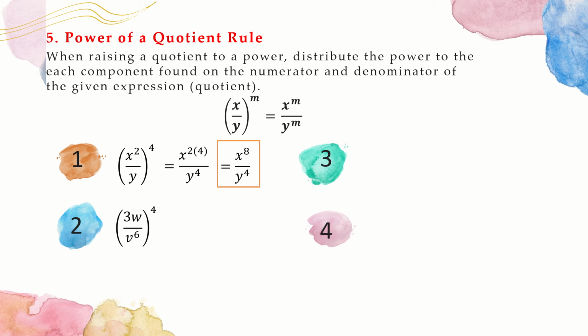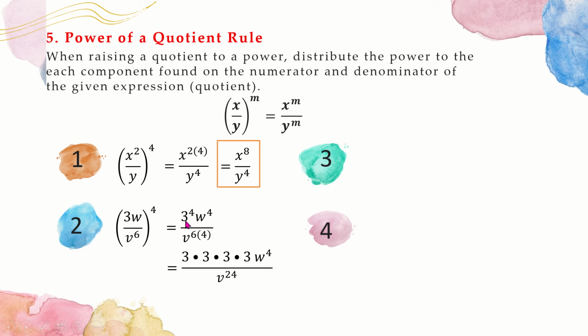Second example, 3w over v exponent 6, raised to exponent 4. So, what exponent do we distribute to the numerator and the denominator? That is 4. So, the 3 gets exponent 4, and the w gets exponent 4. We would multiply, unless 3 and w already had exponents, in which case we would multiply them by 4. But since 3 and w have no exponents, the exponent of 3w is just 4. How about the denominator, where v has an exponent of 6? Copy v exponent 6 and multiply it by 4. So what do we have?